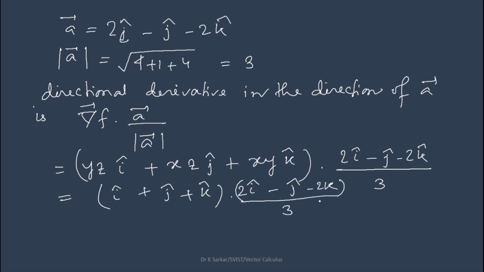Now if we do the dot product, then we'll have i dot i is 1 and i dot j is 0, i dot k is 0. j dot j is 1, j dot k 0, j dot i 0. k dot k is 1, k dot i 0, k dot j 0. So you will get 2, then minus 1 and then minus 2 by 3. So this is minus 1 by 3.